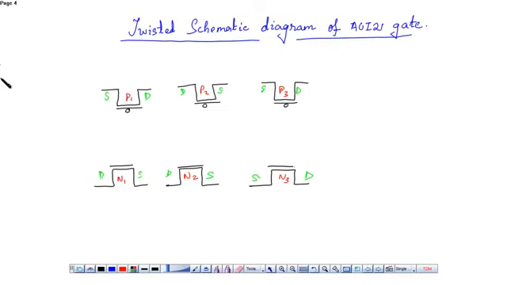Now the gates are connected. The gates of PMOS and NMOS are connected, which gives the first input A. Then the second connection gives the second input B. The third gives the third input C.